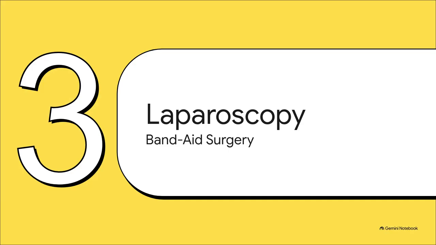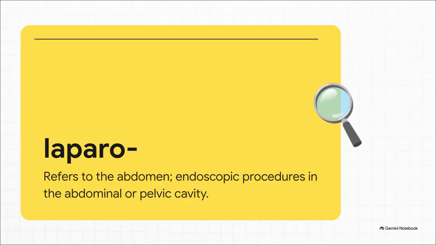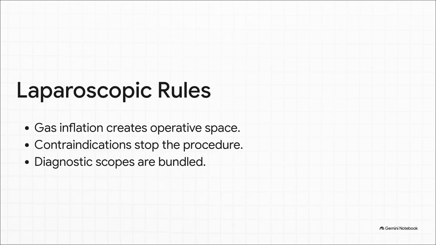Section 3. Laparoscopy, also known as Band-Aid surgery. They call it Band-Aid surgery because those tiny incisions usually just need, well, a simple bandage. Here, the surgeon utilizes a scope in the abdominal or pelvic cavity. But to create enough space to see and operate safely, they actually have to inflate the patient's belly with gas. It's a key hallmark of this specific endoscopic approach. And that perfectly sets up a major rule for these scope families.